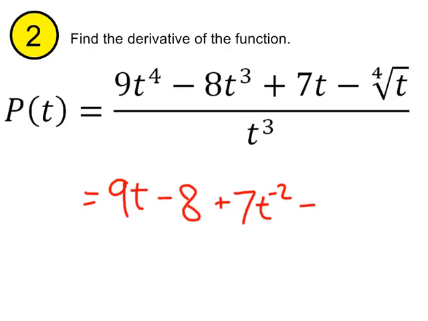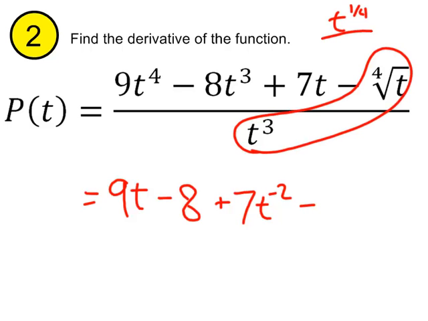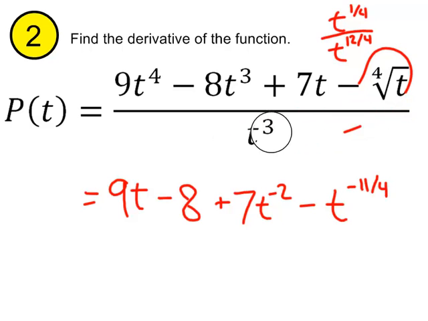And finally, on that last part, remind yourself that this last little bit, that's really t to the 1/4 over t to the 3rd, which I could think of as 12/4. So t to the 1/4 divided by t to the 12/4, that's going to be minus t to the negative 11/4. I subtract those exponents. All right, so I haven't done any calculus yet. That was just algebra.